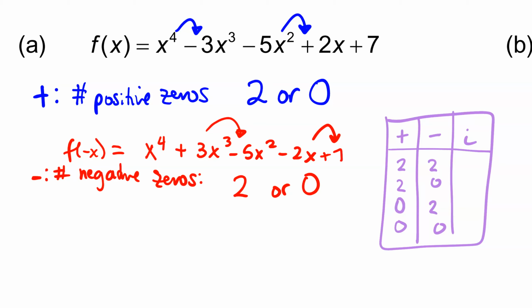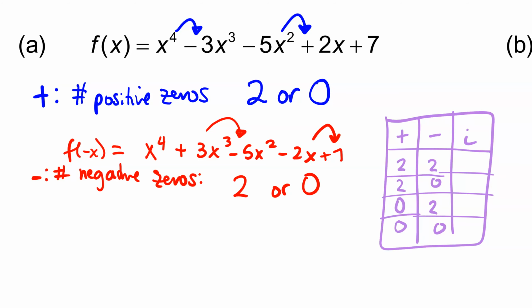So we could have 2 positive zeros and 2 negative, or 2 positive zeros and 0 negative. We could have 0 positive and 2 negative, or 0 positive and 0 negative. Right? There's 4 combos. Should we always just double the amount? So instead of writing just 1, 2, just write 2, 2.